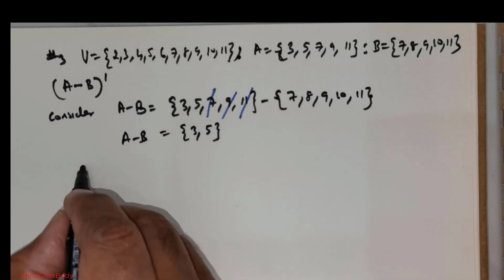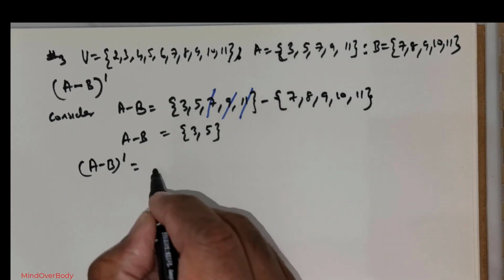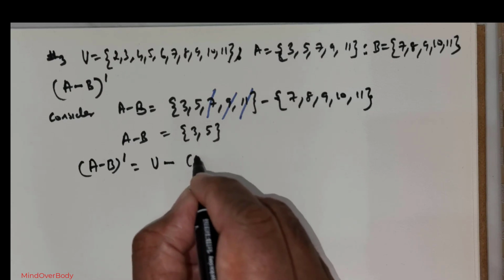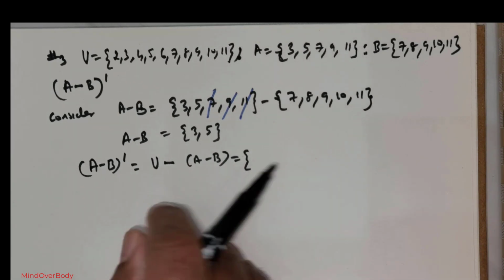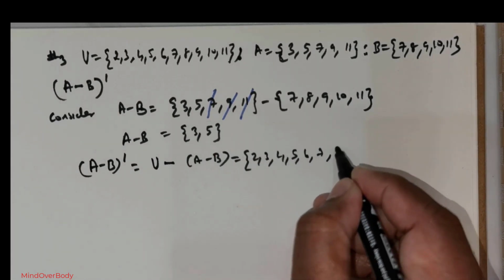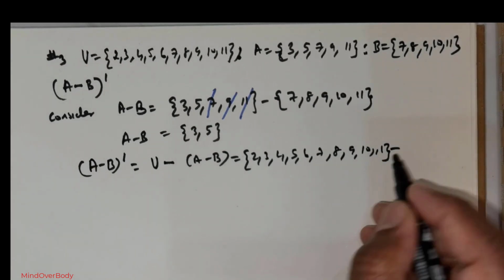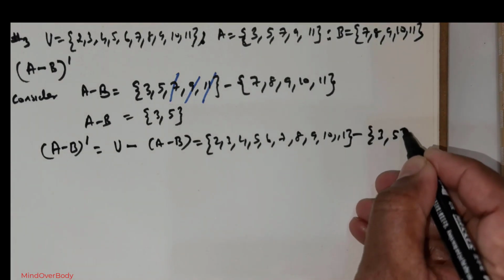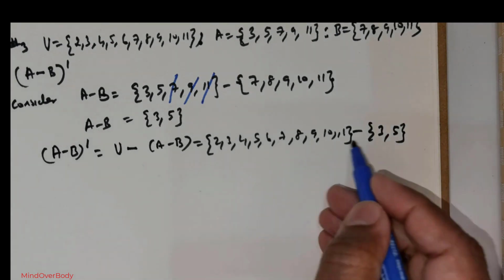But we are expected to find A difference B complement. What is that? That is nothing but from U, you take away A difference B. Now what is that equal to? My U is 2, 3, 4, 5, 6, 7, 8, 9, 10 and 11. This is my U, and my A difference B is what? 3, 5. So from this, take away 3 and 5.